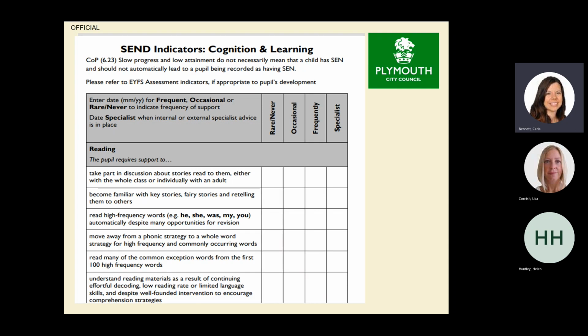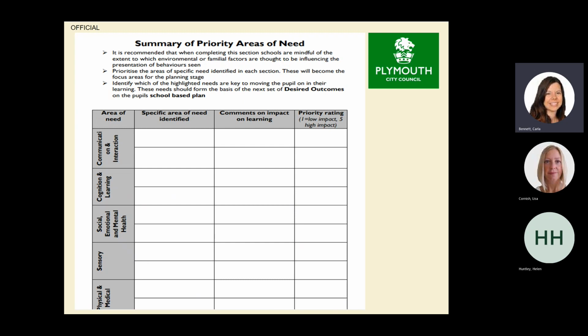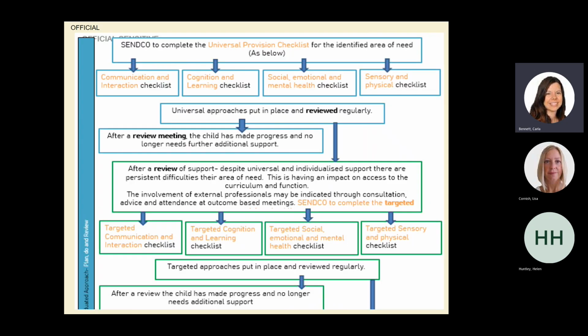So again, going on to the SEND indicators. We've already discussed this, and there's one in the EYFS assessment indicators as well, if needed. And then the summary of priority areas of need. Practitioners, class teachers or SENCOs would look at the specific area of need, identify and comment on the impact on learning, and then rank that in priority so we can really focus on what intervention is needed at what stage.